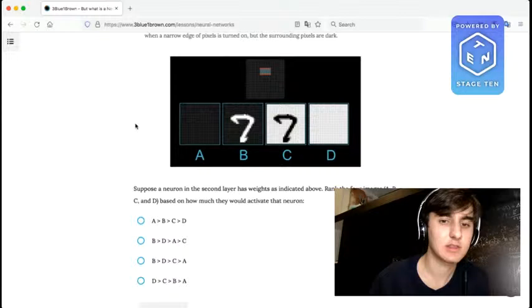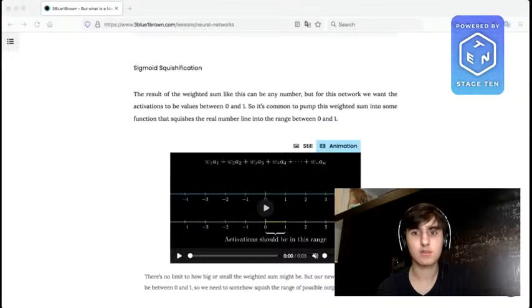So, A has a weighted sum of 0. That's a thing I messed up on. A has a weighted sum of 0 because all the input neurons are off. And they said if they were all off, we give it a weight of 0. Correct. Right. Okay, yes. If it's black, we gave it a 0.